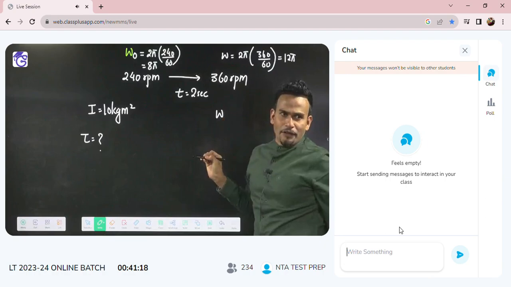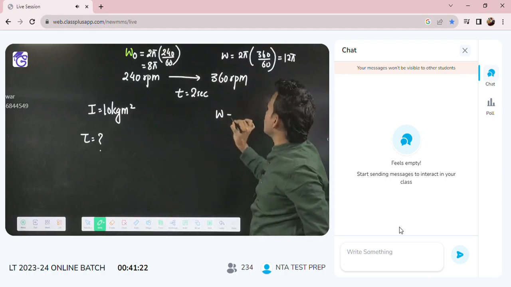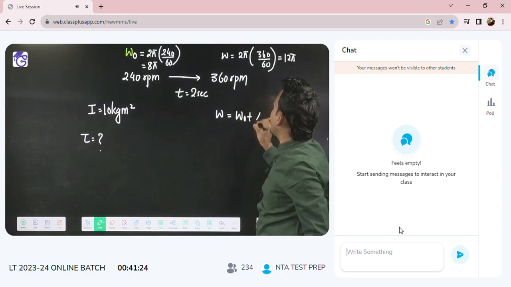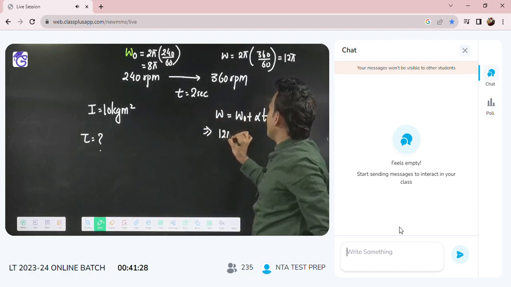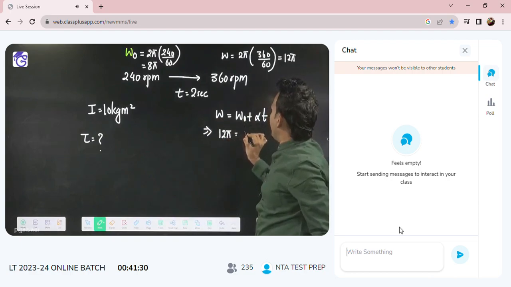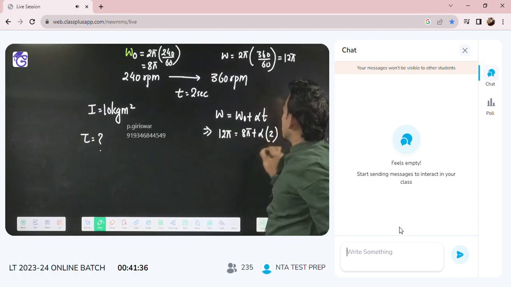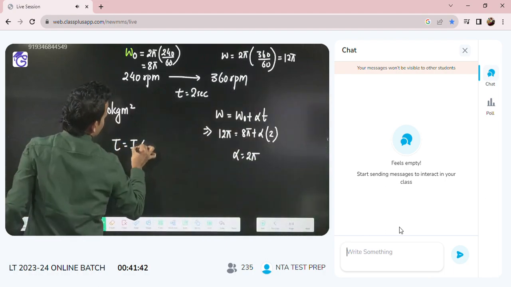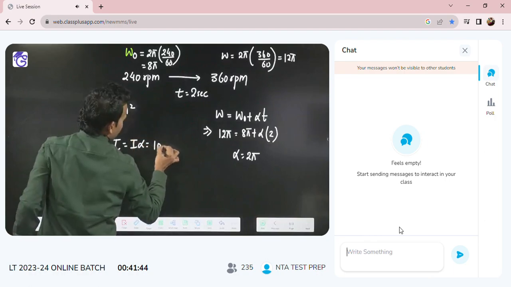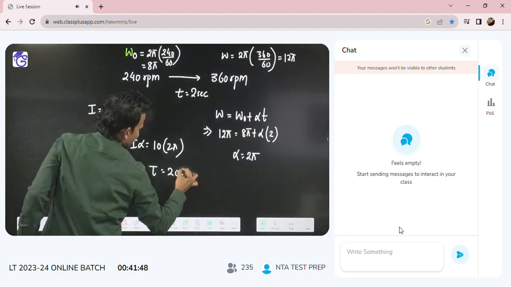Yeah, I think everyone is getting it. Hanudeep, very good. Tejaswini, very good. Kavyasri, very good. So I will use the equation of motion omega equal to omega naught plus alpha t. Here the final omega is given, 12 pi. Initial omega given, sir, 8 pi. Plus alpha we don't know. Time is given, 2 seconds. So from here alpha will come, sir, 2 pi. Once you got alpha, torque you can calculate. Torque will be equal to I alpha. That is, I is 10, alpha is 2 pi. So that means torque will come as 20 pi. Is it okay?